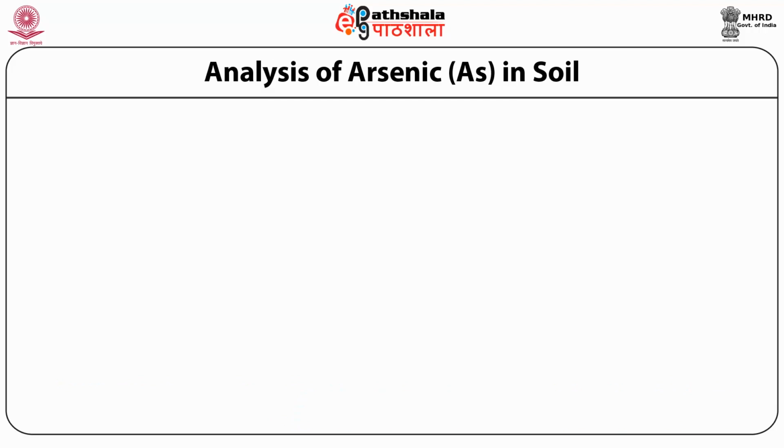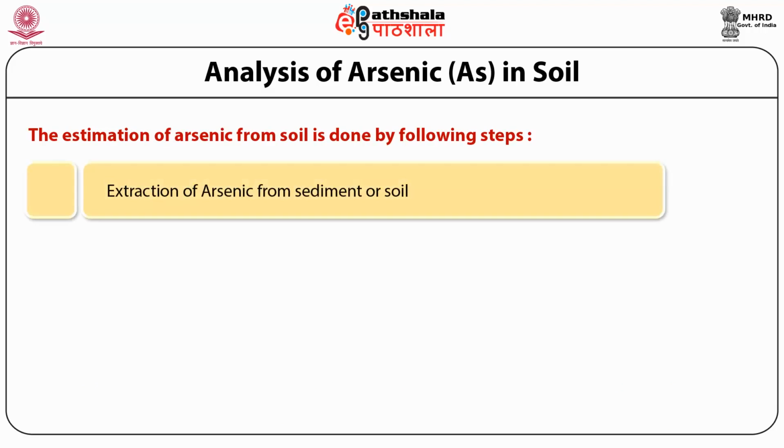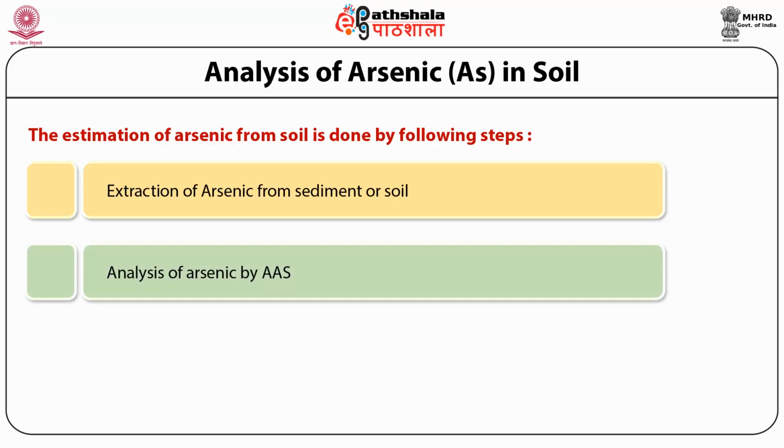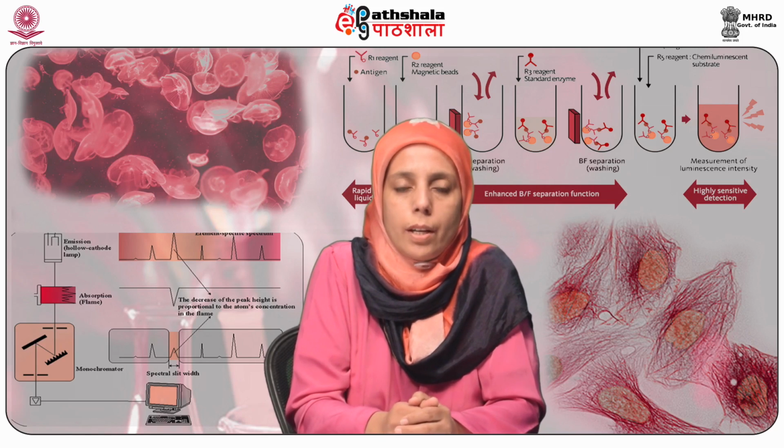Since arsenic is also present in soil, estimation of arsenic in soil is also done, and this is done by extraction of arsenic from sediment followed by analysis of arsenic by atomic absorption spectroscopy. So if you want to analyze arsenic in soil, two steps have to be followed. First, you need to extract the arsenic from the sediment or soil, and then the extracted material is analyzed for arsenic.